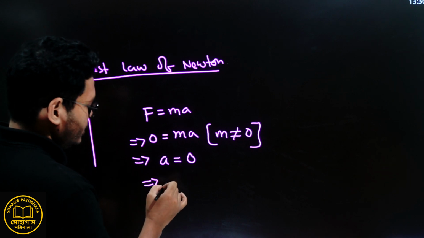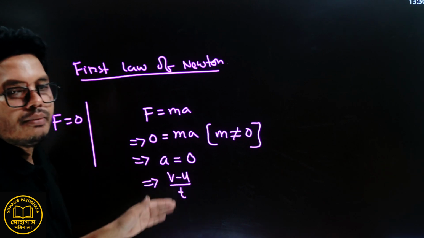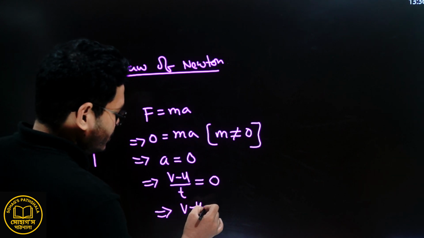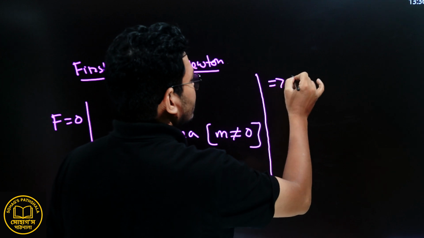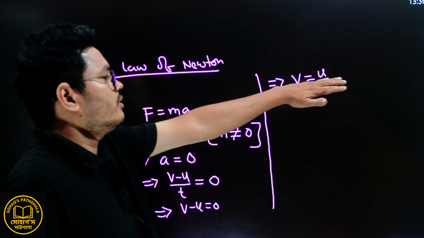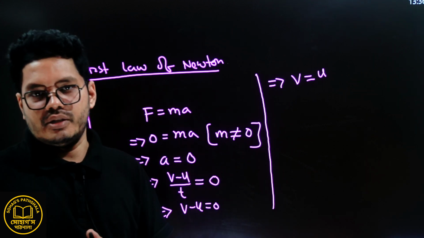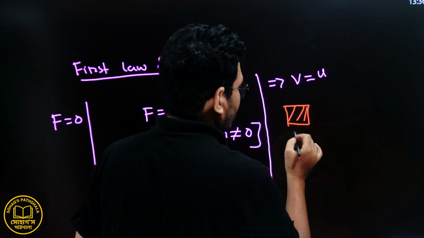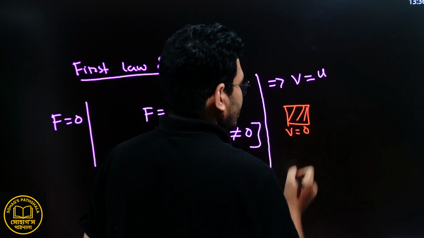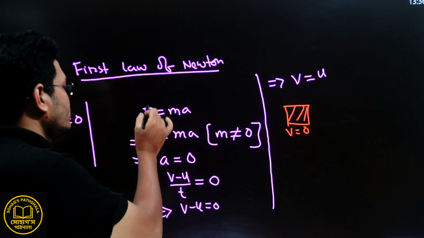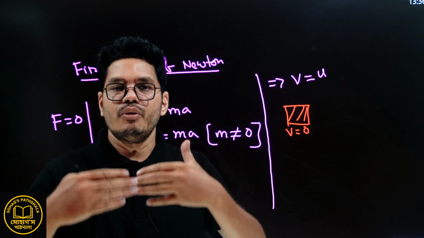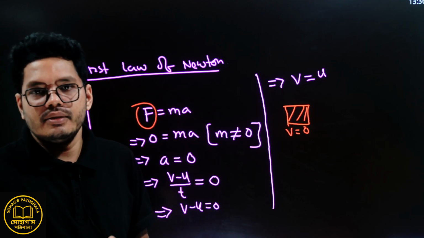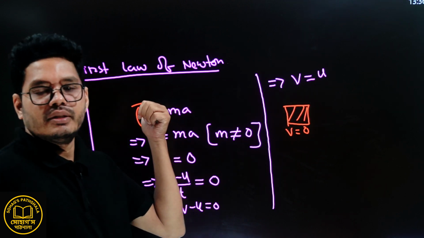So we can write a equals (v minus u) by t. That means final velocity minus initial velocity divided by time equals 0. So v minus u equals 0, and we conclude v equals u. That means initial velocity and final velocity remain the same, so there is no change in velocity. If an object is at rest, the initial velocity is 0, and if you do not apply force, the velocity will always remain 0. It stays fixed and is not going to move, because there will be no change in velocity if you don't apply force.